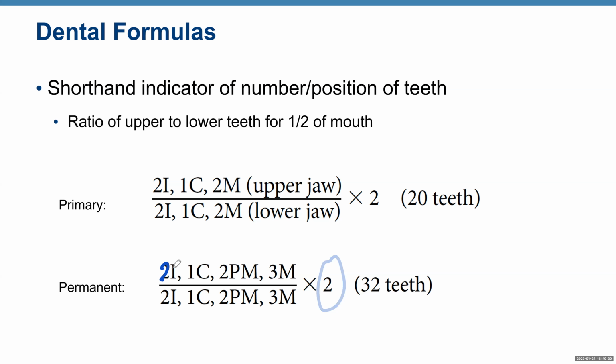So we have 2 incisors, 1 canine, 2 premolars, and 3 molars. Right, so if you look, okay, how many canines do I have in my upper jaw? You have 2 in the upper jaw and 2 in the lower jaw.